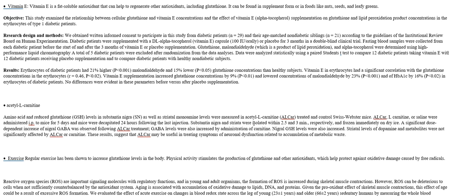Nigral glutathione levels were also increased. Striatal levels of dopamine and metabolites were not significantly affected by ALCAR or carnitine. Those results suggest that ALCAR might be useful in treating symptoms of neuronal dysfunction related to accumulation of metabolic waste. So basically, it increased glutathione.